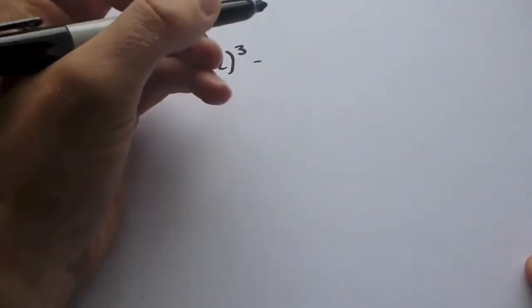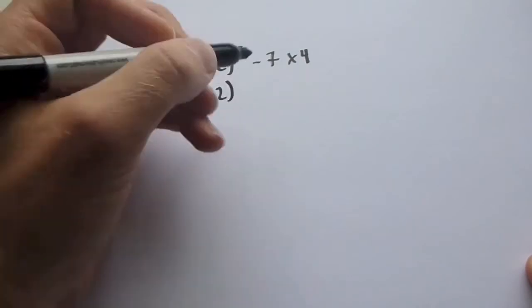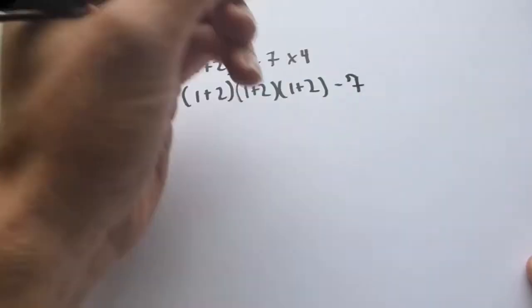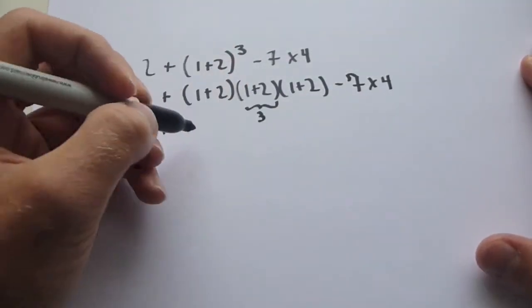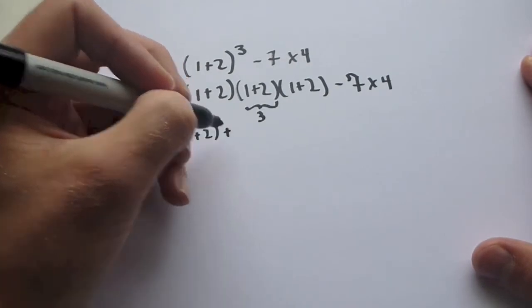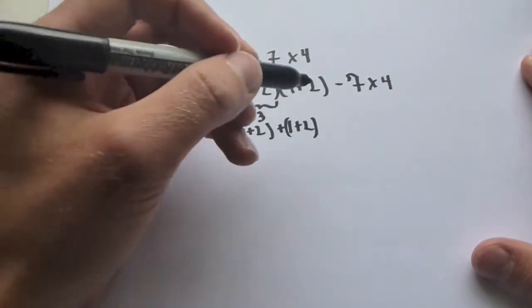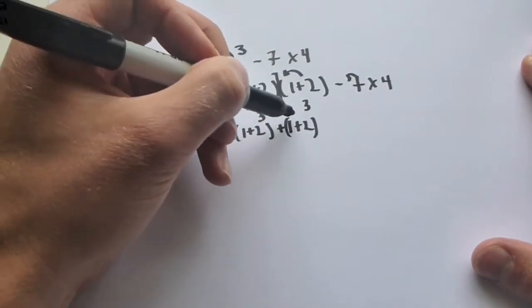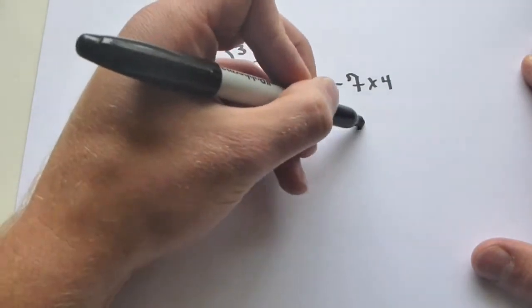Let's consider a slightly more complicated example. 2 plus (1 plus 2) cubed minus 7 times 4. So we can rewrite that from what we learned earlier about exponents and bases as 2 times (1 plus 2)(1 plus 2)(1 plus 2) minus 7 times 4. Simplifying the second parentheses to 3 and knowing that multiplication is simply repeated addition, we can expand the equation to 2 plus 1 plus 2 plus 1 plus 2 plus 1 plus 2.